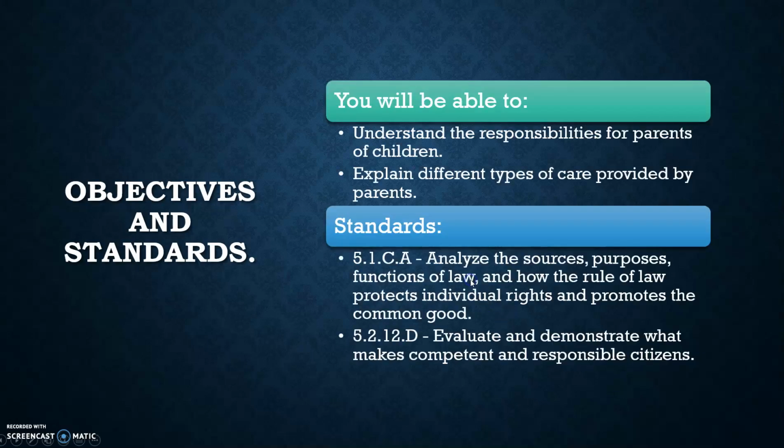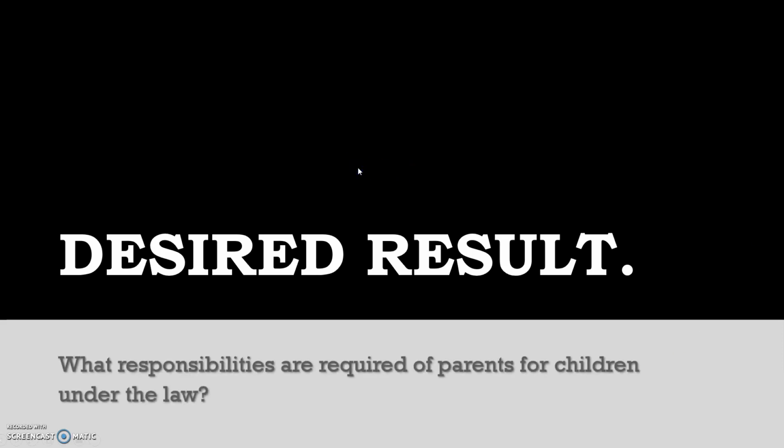So, objectives and standards. You will be able to understand the responsibilities of parents to children, and you will be able to explain different types of care provided by parents. Take a moment there to look at the standards, please. And desired result: What responsibilities are required of parents for children under the law?